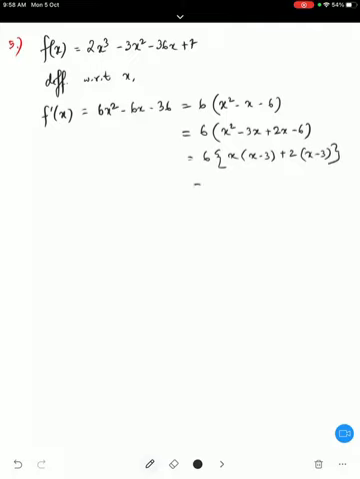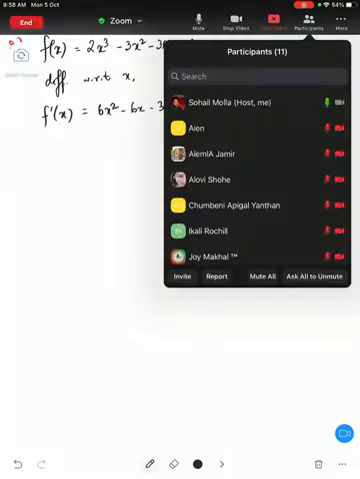So then what do we have? 6 into x minus 3 into x plus 2. Everyone clear or not? Yes or no? Please type yes in the comment box.